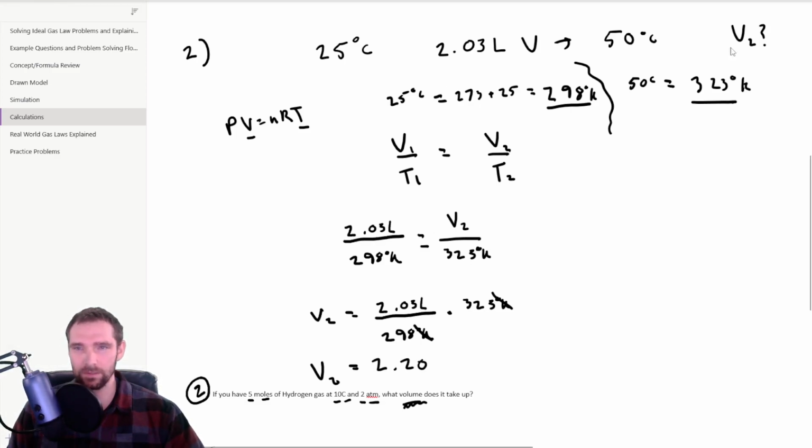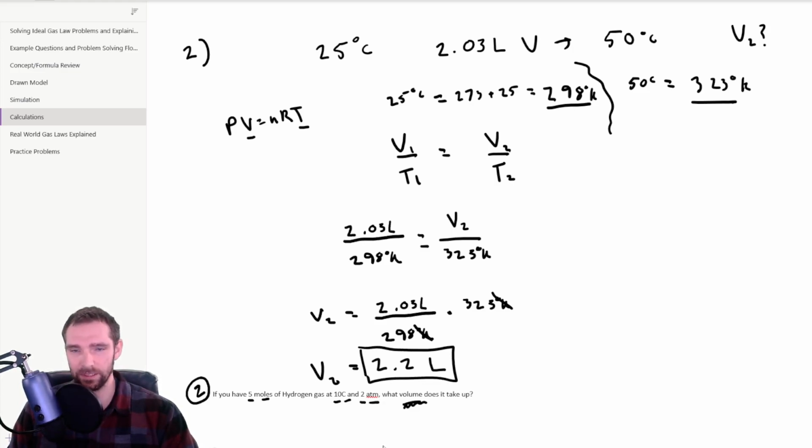2.20. If we look at the sig figs, I actually only gave two significant figures, so we can only write that out as 2.2 liters. And that would be our final answer, because I only gave the two sig figs there. I gave 3 here, but it's limited. In any case, the volume has gone up, but not by very much. If you had originally used Celsius, this is incorrect, so I'm just going to put this as incorrect.